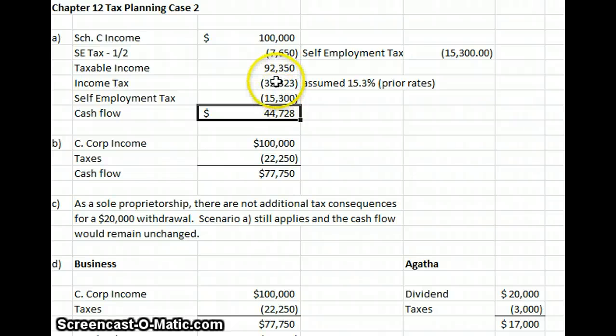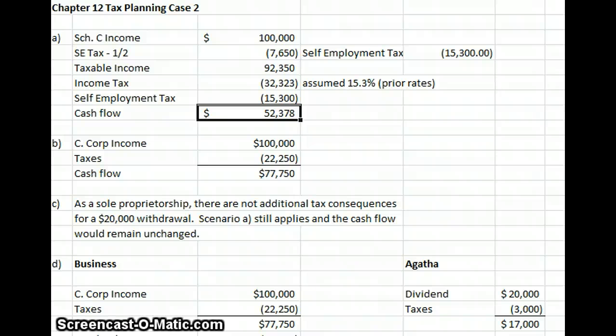My self-employment tax from our original calculation is 15,300. I sum that up, so I take my 92,350 minus my 32,323 minus my self-employment tax of 15,300. And I get 44,728. Then I add back the 7,650, which was the half deduction of the self-employment tax, so for my cash flow, I have 7,650 plus 44,728, and I get 52,378 of after-tax cash flow.